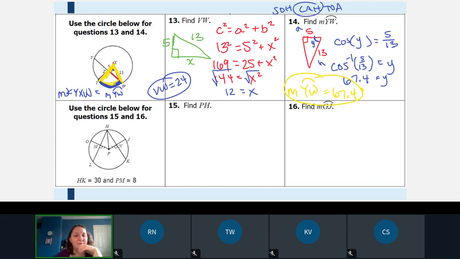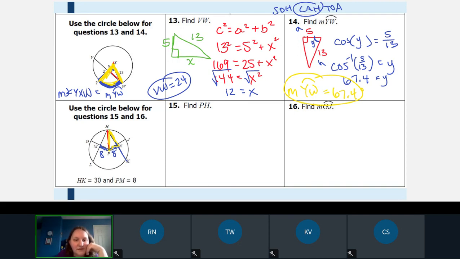All right, looking at number 15, new picture this time. Number 15 says find pH. That's here in the picture. Well, it says that HK is 30. That's here. PM is 8. Oh, well, the picture is telling me that PM is congruent to PN. And we know that this is, I hit it kind of with my pen, but there's a right angle there. So I'm looking at a right triangle. Here it is.